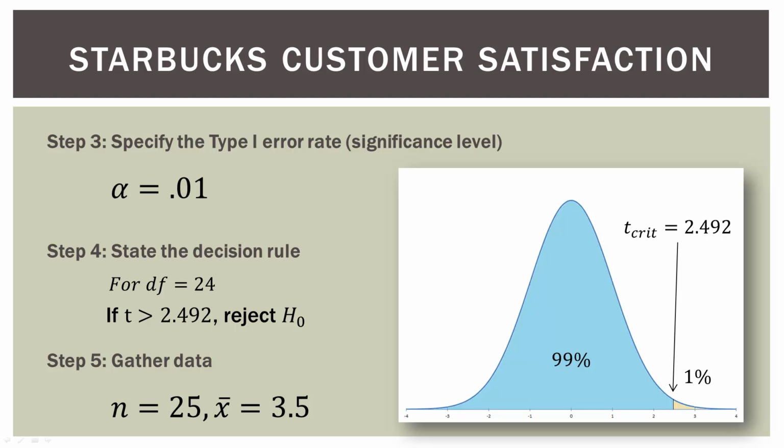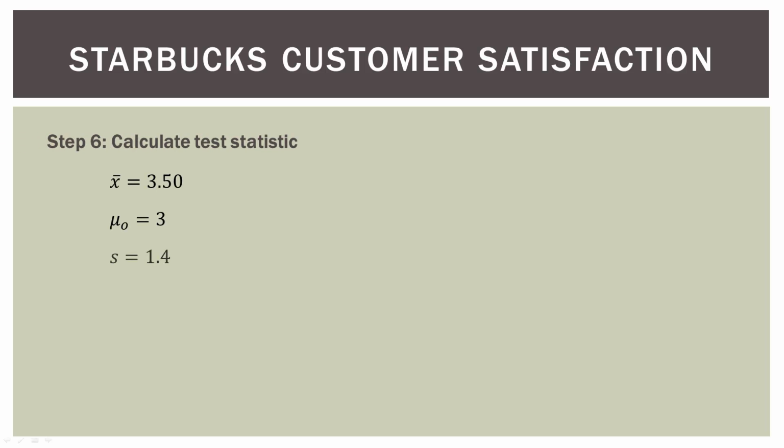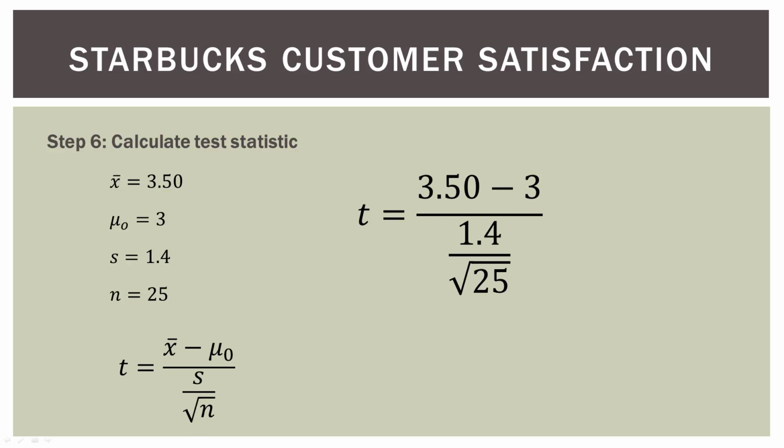Of course, then we'll gather our data. So we had a sample size of 25, and our mean was 3.5. Now we can calculate our test statistic. So our mean of 3.5, our hypothesized mean of 3, sample standard deviation of 1.4, and sample size of 25. We'll substitute those numbers into our formula, and we arrive at a t-statistic, our test statistic, of 1.79.